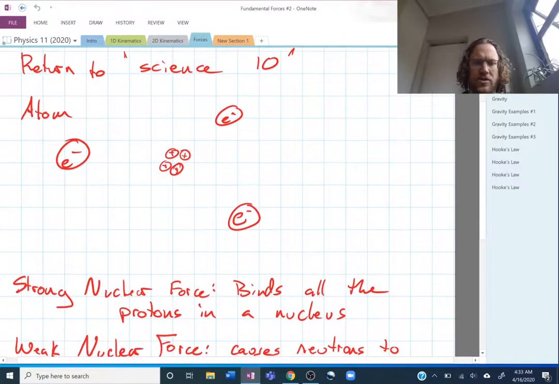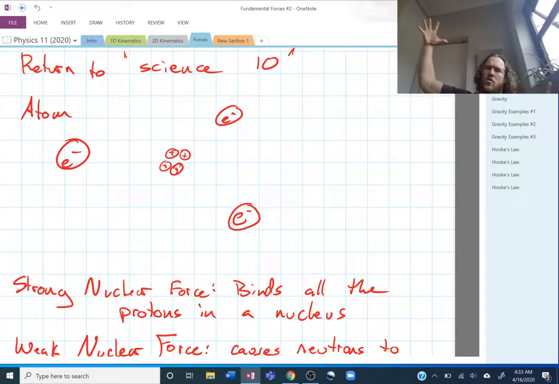And enter the strong nuclear force. So the strong nuclear force is a very strong force, but it acts on a very small distance. And what it does is it binds all those protons in the nucleus. So it's responsible for keeping all those protons, which would want to go ripping apart, together in the nucleus.